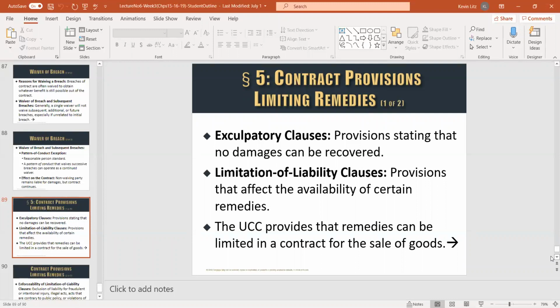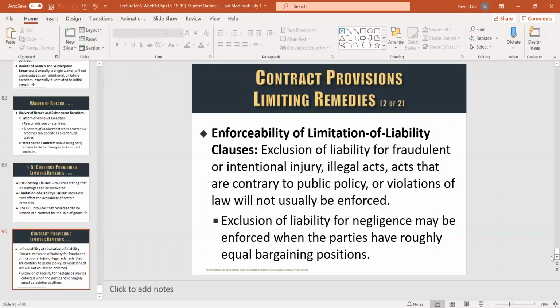Limitation of liability clauses, you have to look at them on a case-by-case basis, look at the facts. So for example, I can't just say, gee, you can't sue me for my fraud, my intentional injury, my illegal acts, etc.